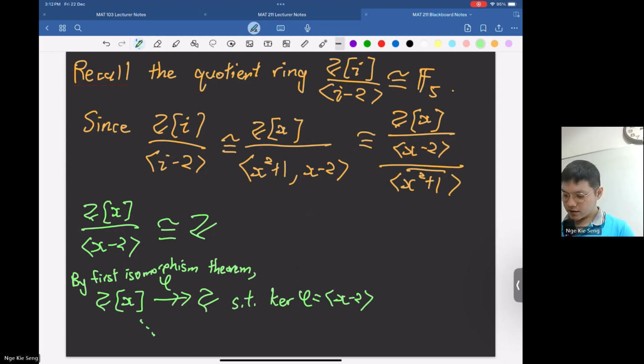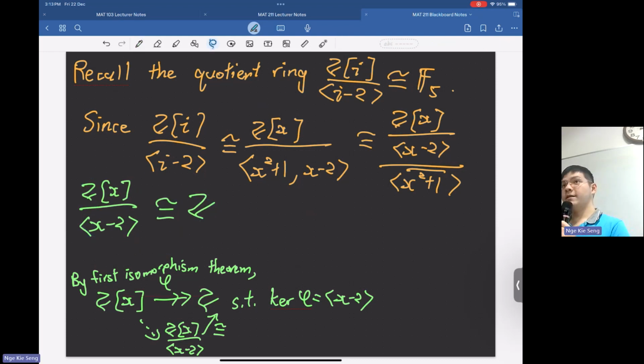You will get the canonical map from Zx to Zx quotient by the kernel. And then you have an isomorphism here. So this is what's given by the first isomorphism theorem. So the problem is, what's this surjective phi you should take? What's the surjective phi you should take here?